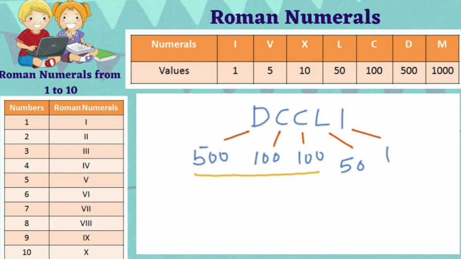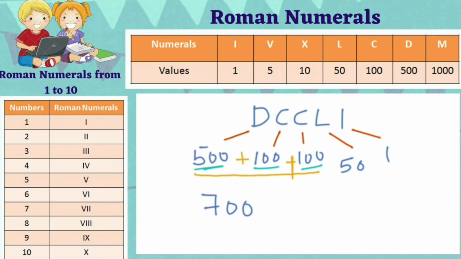And remember rule 4, it says that if there is a small number after a big number, 500 is a big number and 100 is after 500, so what you are going to do? You are going to do the addition between all of them. So what is 500 plus 100 plus 100, kids? Wow, very good. It is 700.